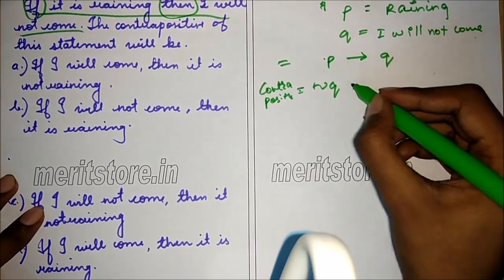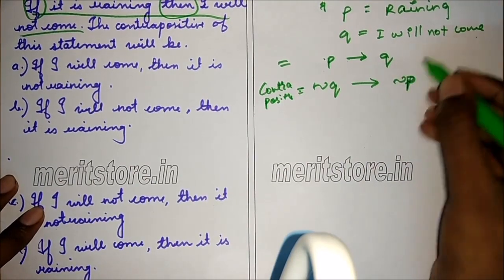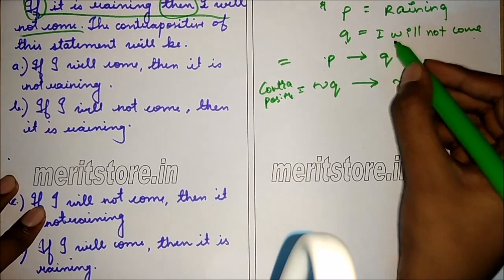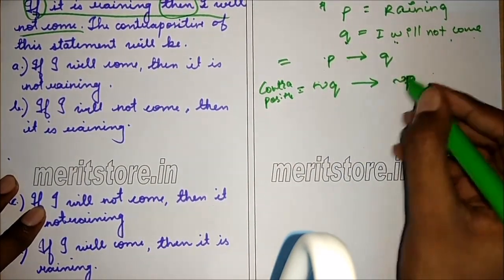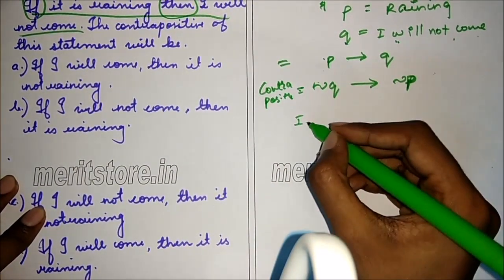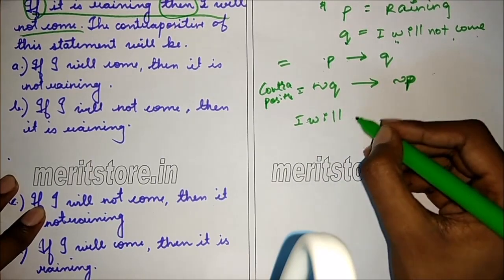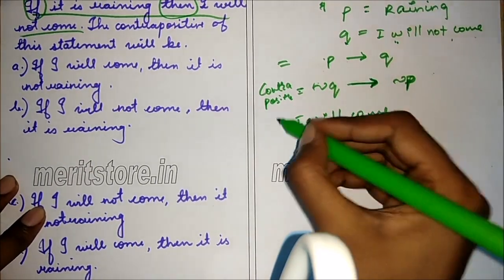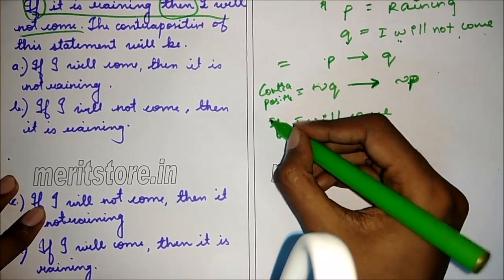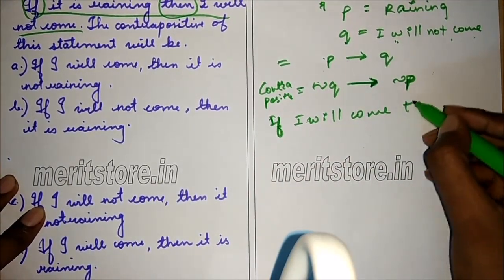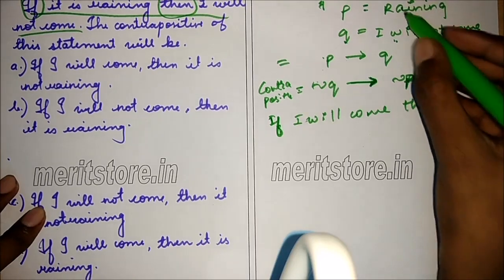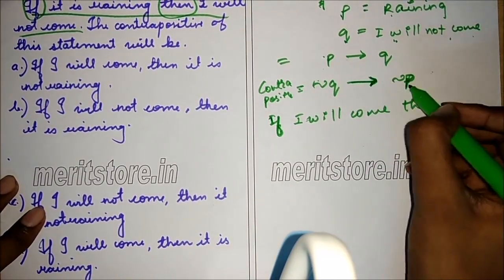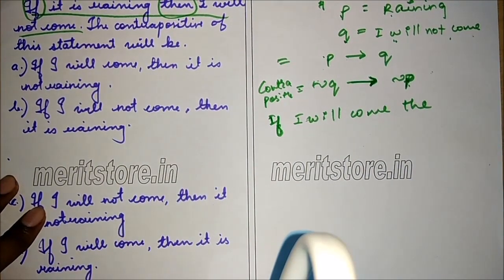Contrapositive is negation of Q implies negation of P. So writing this in the statement form, negation of Q, where Q is I will not come, will be I will come. And since this is a conditional statement, we'll be using if. So if I will come, then negation of P, where P is it is raining, will be it is not raining.